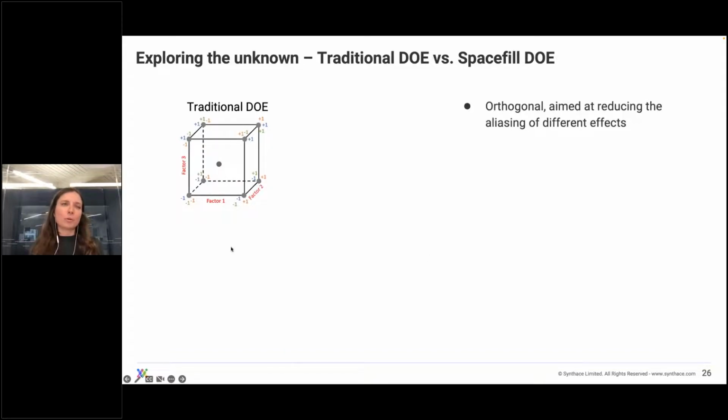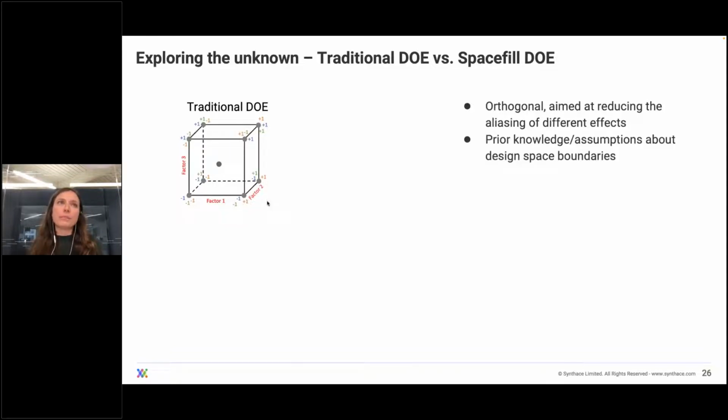So again, here I'm showing a diagram of the traditional DOE kind, which is really quite orthogonal. By that I mean each factor level is replicated multiple times within the design. For example, for factor 1, you have this +1 setting. It's actually repeated 4 times in this specific design example. That is because it's aimed at reducing aliasing of the different effects. In other words, it's aimed at being able to correctly distinguish which factors are actually impacting the response.